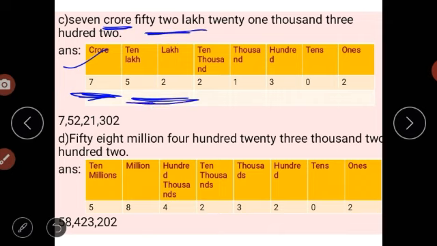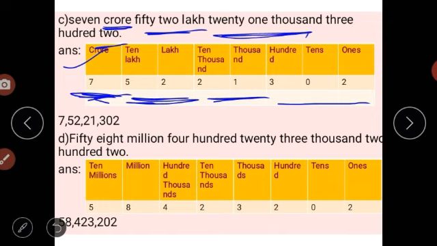So in the column belonging to lakhs, what are we writing here? 52. Next we have 21 thousands. So in the column of thousands, what will we write? 21. Next, what is remaining? 302. So here in the column of 100 we will write 3, and in the place of tens there is no value. That's why we are writing 0 here, and after that what do we have? 2. So in the place of 1 we are writing a 2.